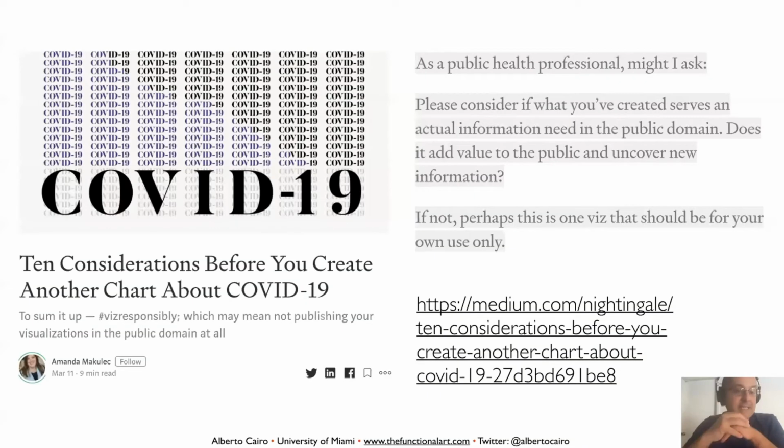Now, take this case, or cases like this related to coronavirus. How many visualizations about coronavirus have we all seen? Some of them better, some of them worse. We also need to consider the possible harmful consequences of our coronavirus visualizations. And for this, I would recommend that you take a look at this article by Amanda Makulec from the Data Visualization Society, in which she makes an argument about how to make good choices whenever we're going to visualize data related to the pandemic.